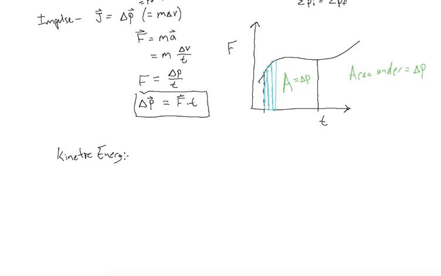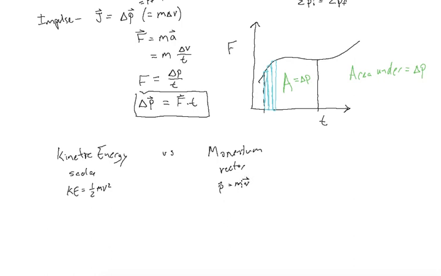So we can do a kinetic energy versus momentum comparison. Some of the things we know: kinetic energy is a scalar, and momentum is a vector, right? So kinetic energy has no physical direction, but momentum does. Then we can write them out. The kinetic energy equals 1/2 mv squared. Over here, the momentum vector equals mv.